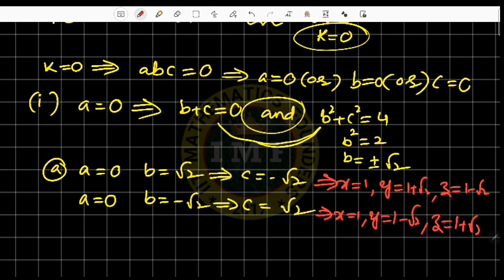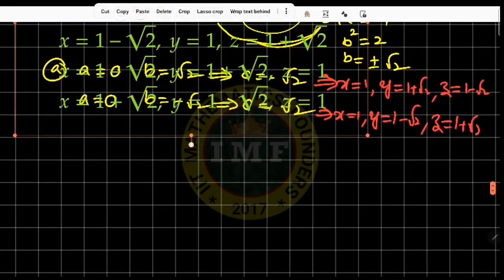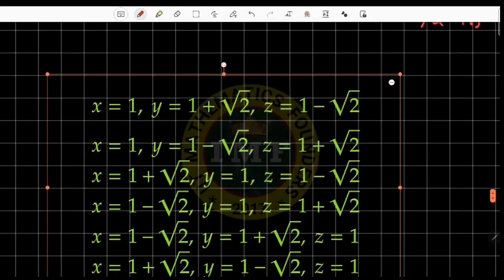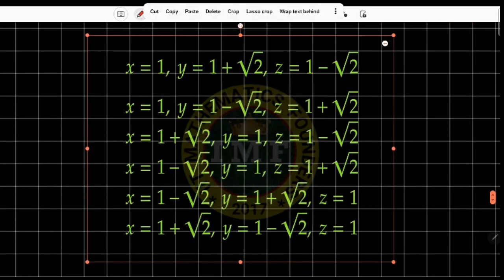I will give you those 6 solutions here. You can observe that. Okay, these are the 6 solutions you can observe.